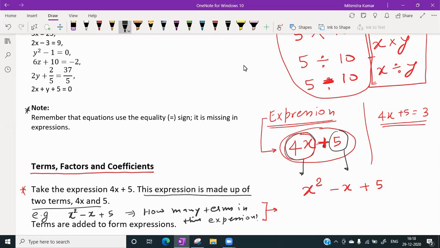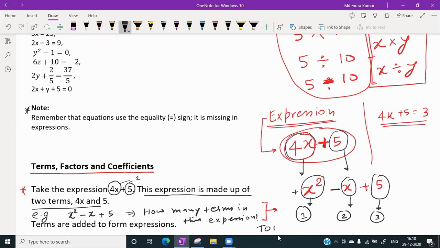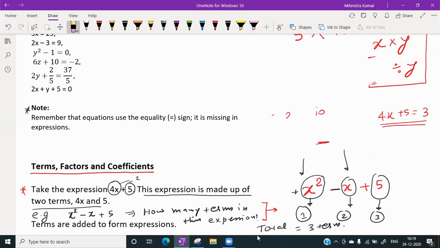Okay, in 4x plus 5, how many terms are there? This expression is made up of two terms. This is called first term, this is called second term. So total number of terms here is 2. Similarly, if you see this minus sign, here there is nothing, it means plus. So whatever is between plus and minus signs is called terms. So this is one term, this is second term, this is third term, so three terms. Total number of terms is 3 terms. Is it okay now? Okay, let me take one more example.